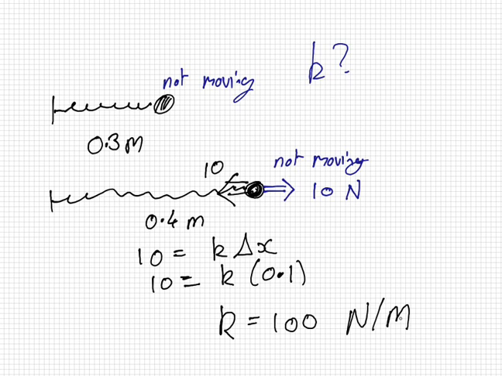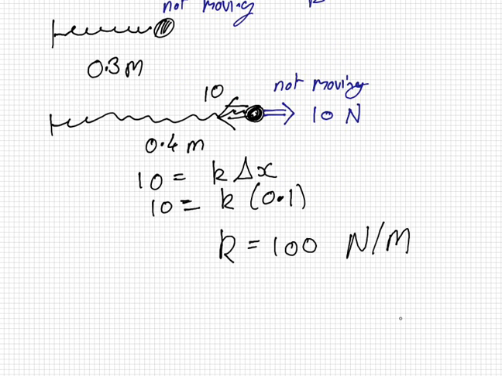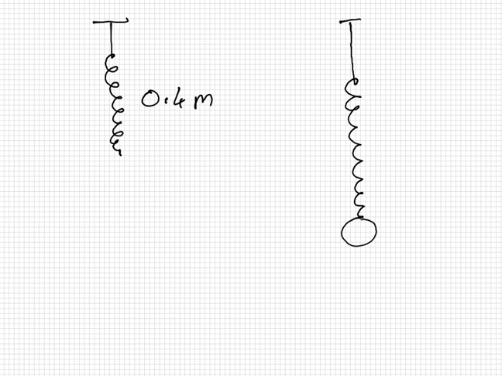Can I go on to a more difficult example, maybe? Can I scroll down? Okay, so here's one. Firstly, we'll again go with 0.4 meters. And then I hang a weight here, let's say it's 100 grams, and now let's say this is 0.5 meters here. I want everybody to calculate the K for me for this spring.